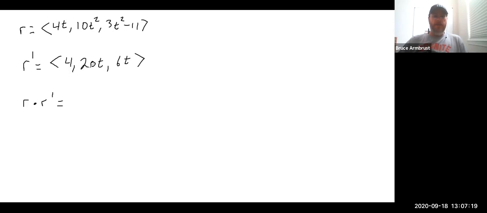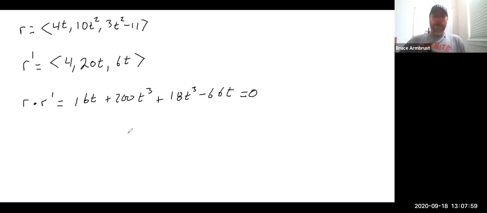So dotting, we just take the respective components and multiply them. So we're going to get 16t plus 200t cubed plus 18t cubed minus 66t. So there's our dot product. And since we want to find out when this is orthogonal, we're going to see where that equals 0. So before we go any further, how are we feeling? We all right with this?